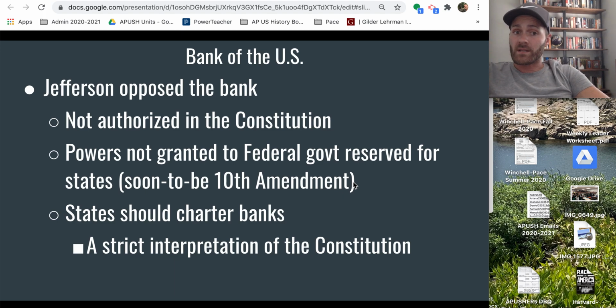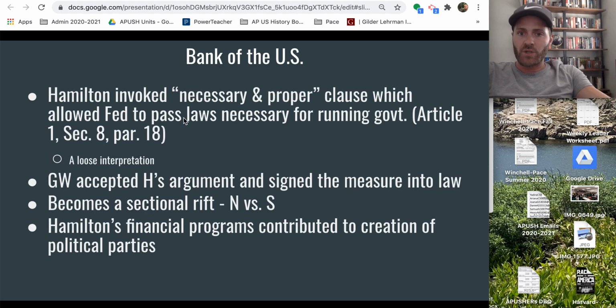And that, of course, runs in conflict with the Elastic Clause, which says Congress has all powers necessary and proper for carrying out its duties. Hamilton argues, taxing is our duty. It says that. Therefore, we should be able to make a bank because those two things are really interconnected. So Hamilton uses that necessary and proper clause, or the Elastic Clause, which argues that the federal government has the power to pass any law necessary for running a government. All right, it's a looser interpretation.